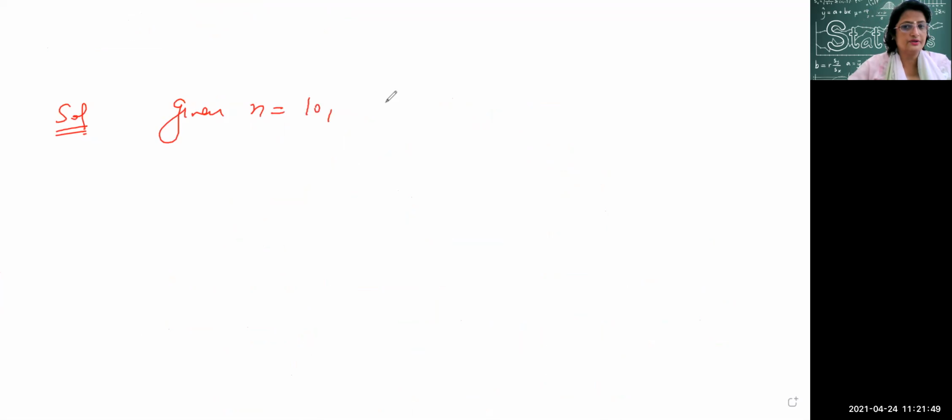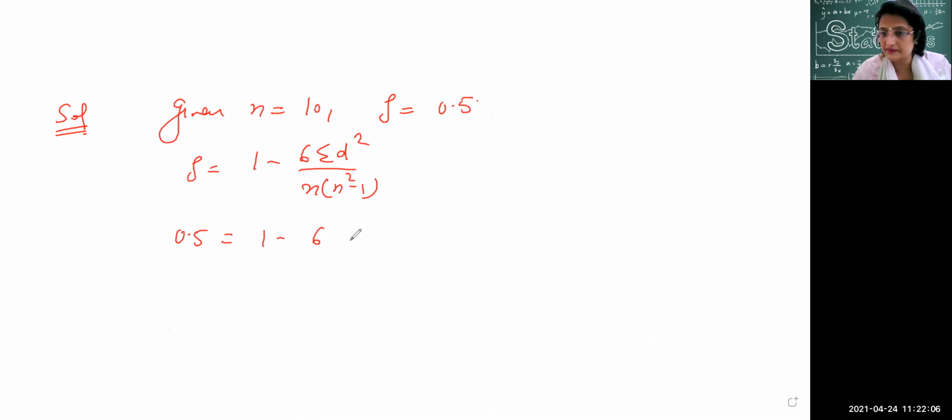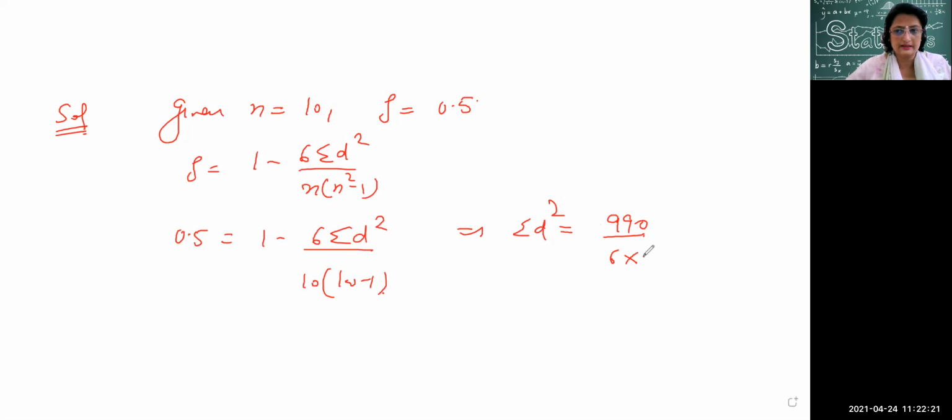N is equal to 10, rho is equal to 0.5, right? So the formula is rho is equal to 1 minus 6 summation d square divided by n into n square minus 1. So you will put all the values, 1 minus, so we don't have the value of summation of d square exactly, so it will remain as it is. So here is 10, 100 minus 1, right? So you will calculate the value of summation of d square. I am writing here, this comes out to be 990 divided by 6 into 2, that is 82.5.